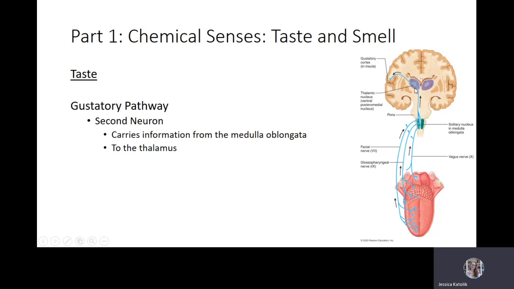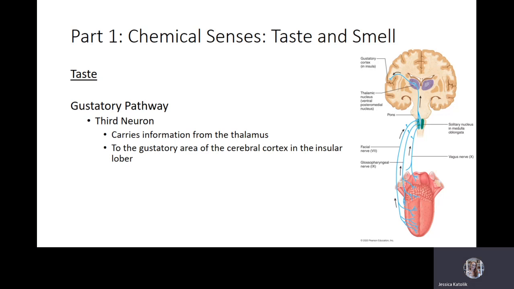Remember, most sensations, with the exception of olfaction, will actually travel through the thalamus to be processed and organized before it can go on to the cerebral cortex. So here, the second neuron is going from the solitary nucleus of the medulla oblongata to the thalamus to get processed.